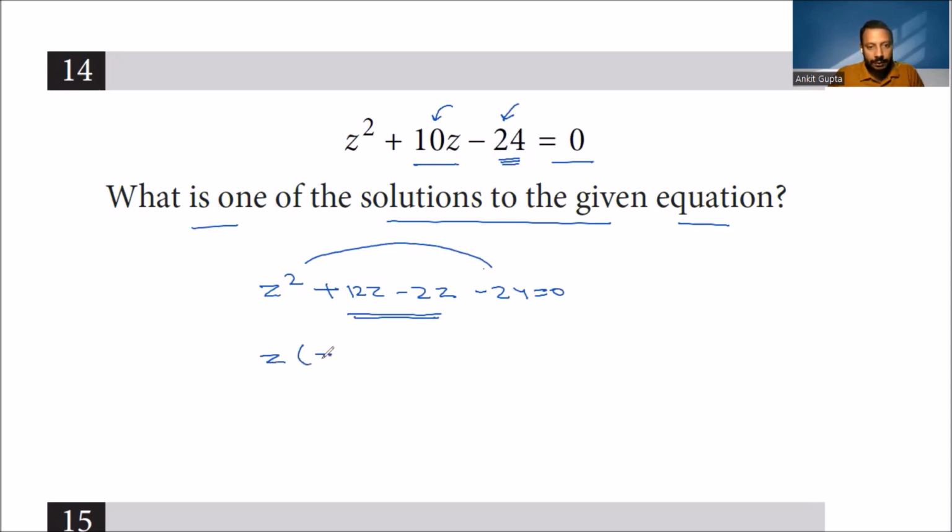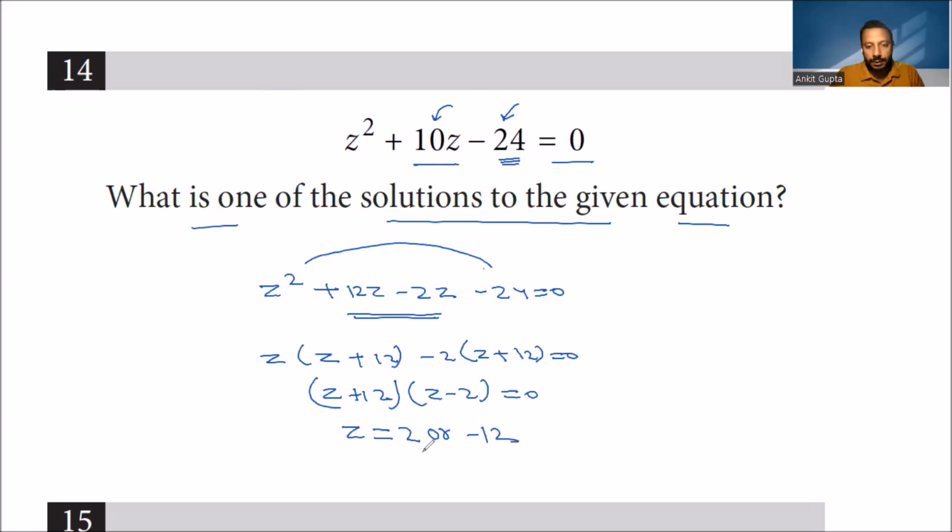We can take z common, so we'll have z(z + 12) − 2(z + 12) = 0. (z + 12) common, multiplied by (z − 2) is equal to 0. So that means z is either 2 or −12. So this will be our answers, 2 or −12.